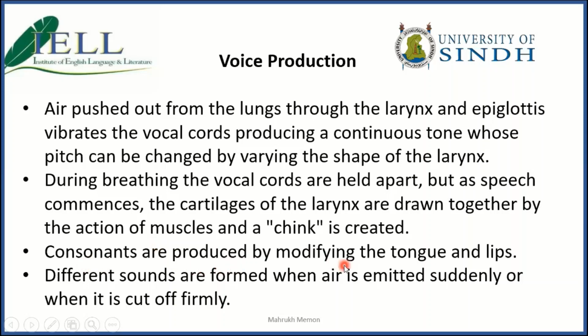Consonants are produced by modifying the tongue and lips. So different consonants are produced by modifying different parts of the mouth, and this is how consonants vary from one another. Different sounds are formed when air is emitted suddenly or when it is cut off firmly. So we see that there will be different sounds that we will be able to produce.